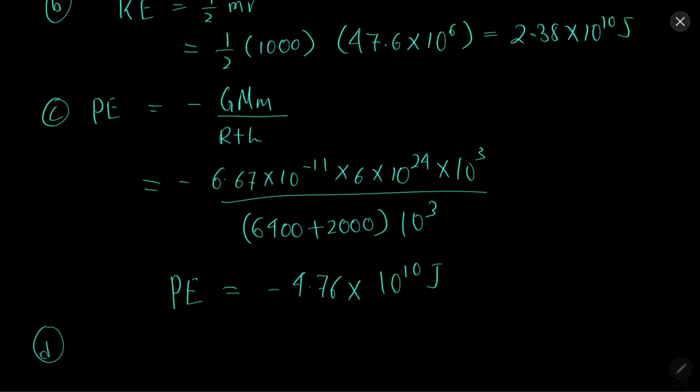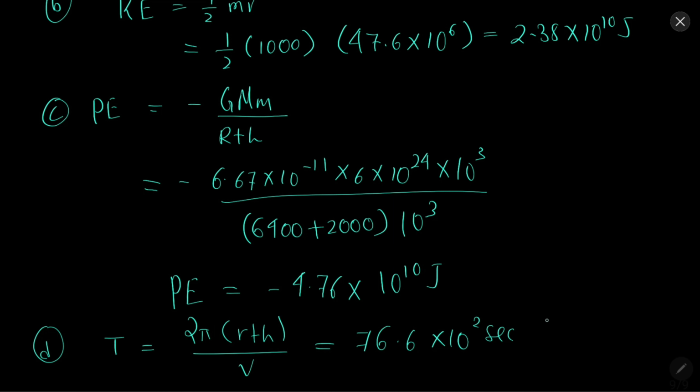And D part, time period is 2 pi r plus h over velocity. So you will get around 76.6 into 10 to the power 2 seconds or 2.1 hours.